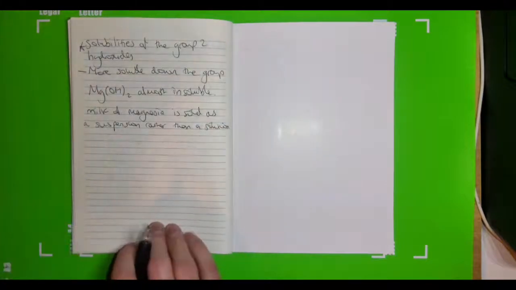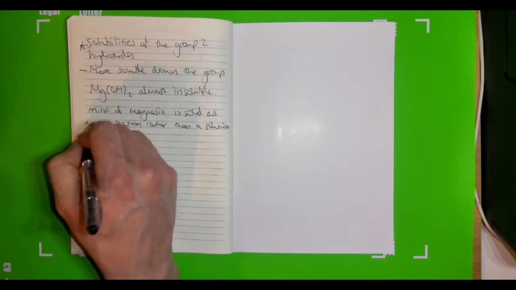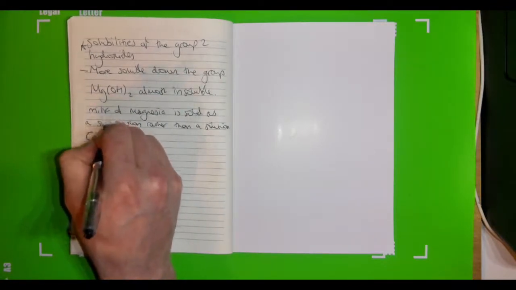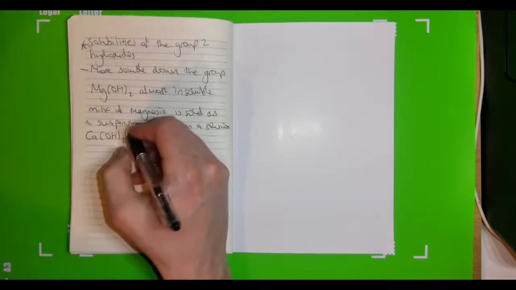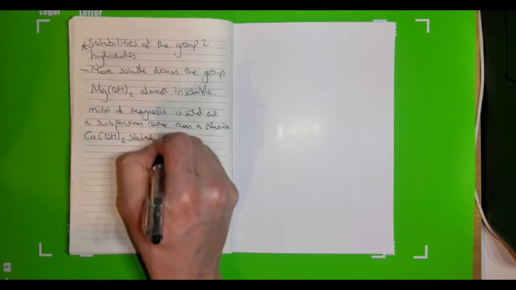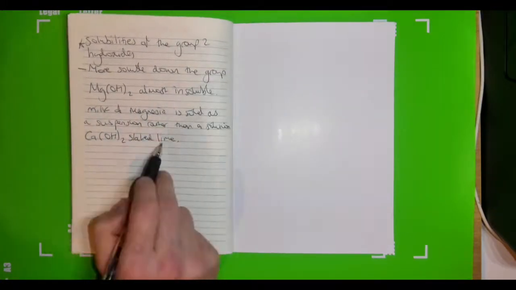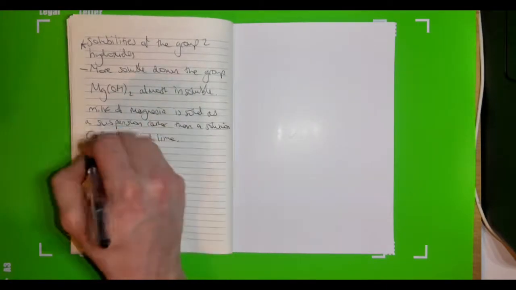So milk of magnesia is sold as a suspension rather than a solution. If you go down the group, let's go to the next hydroxide, calcium hydroxide. We know that calcium hydroxide is slaked lime. This is the compound that a farmer might put on his fields to neutralise acidic soil. Now that is what we call sparingly soluble.